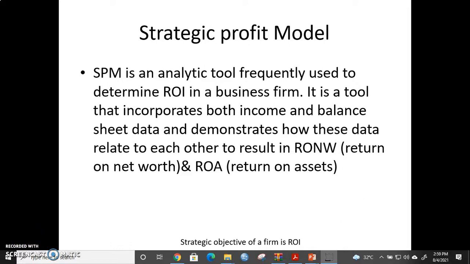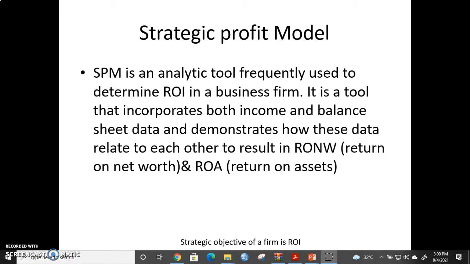My dear course participants, today we are going to discuss a strategic profit model. When we were discussing the evaluation of distributors or the intermediaries, this strategic profit model is very important to learn. SPM is an analytical tool frequently used to determine return on investments in a business firm.